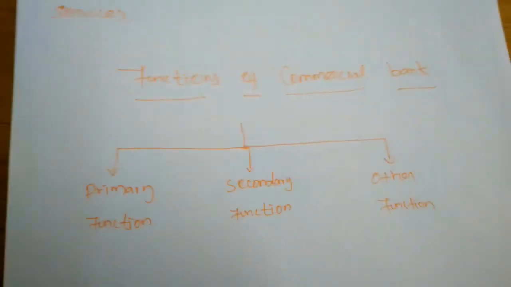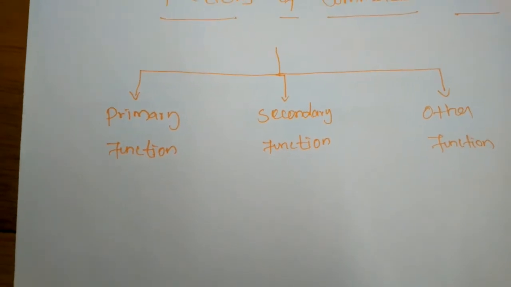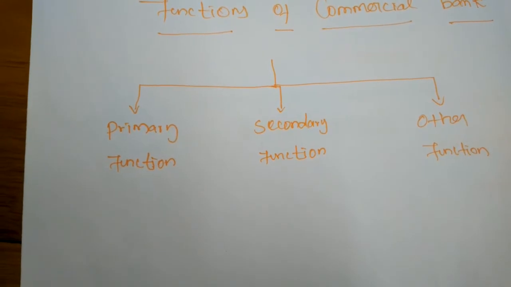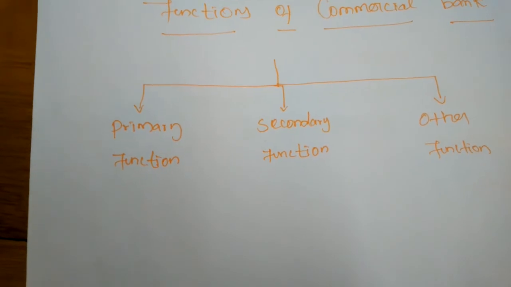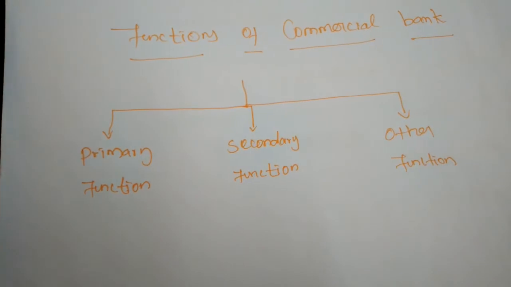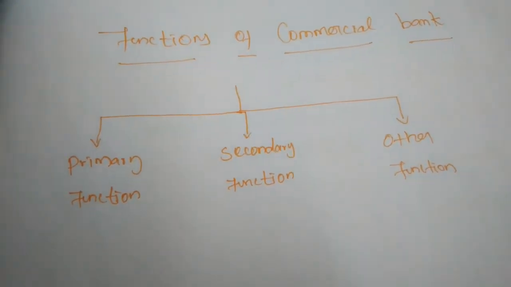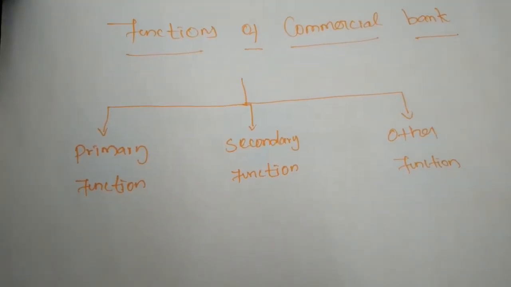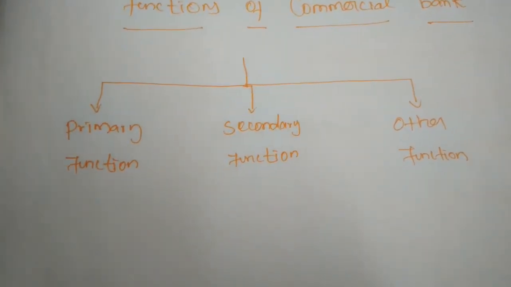Okay students, next we will study the functions of commercial banks. Commercial banks are institutions that conduct business with a profit motive by accepting public deposits and lending loans for various investment purposes. But what functions are there in the commercial bank? We can broadly classify the functions of commercial banks into three types. The first one is primary functions, the next one is secondary functions, and the other one is other functions.